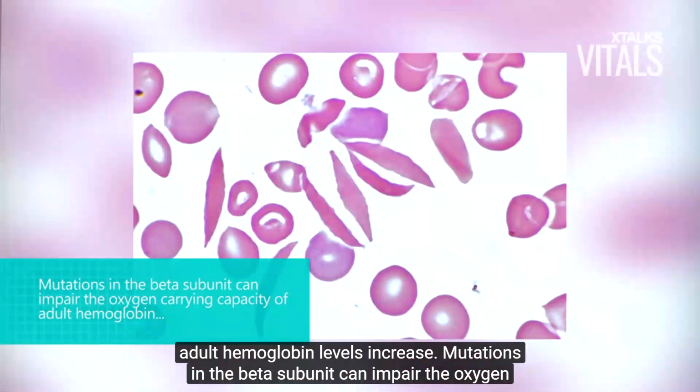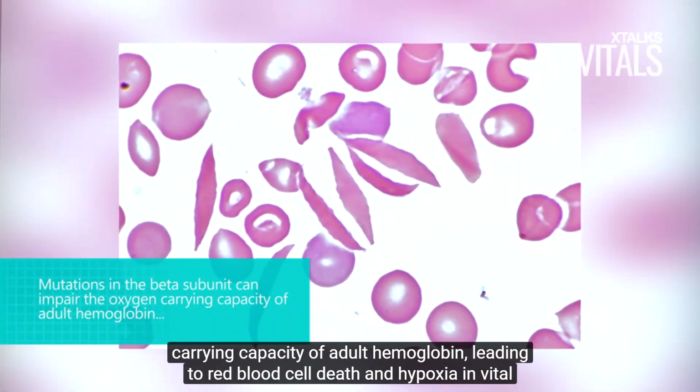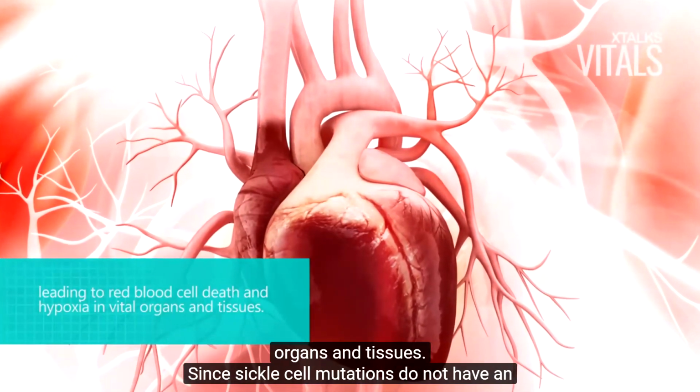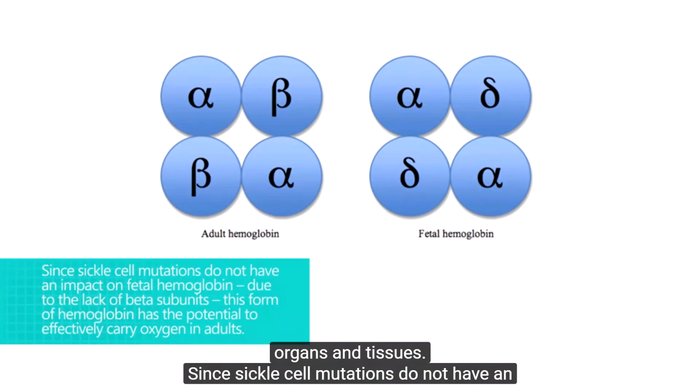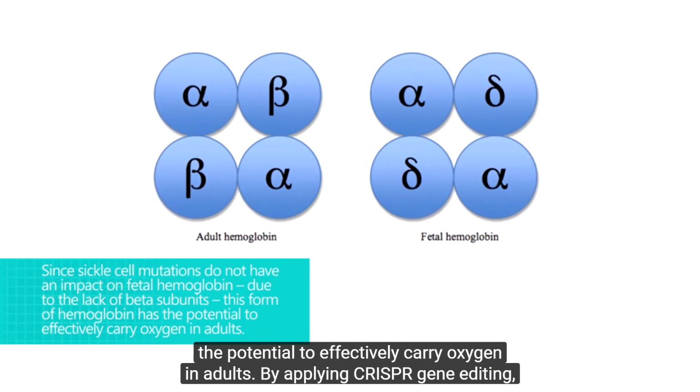Mutations in the beta subunit can impair the oxygen carrying capacity of adult hemoglobin, leading to red blood cell death and hypoxia in vital organs and tissues. Since sickle cell mutations do not have an impact on fetal hemoglobin due to the lack of beta subunits, this form of hemoglobin has the potential to effectively carry oxygen in adults.